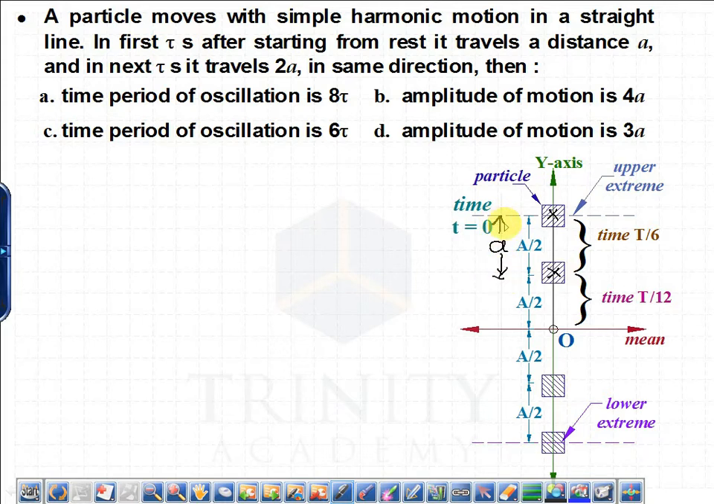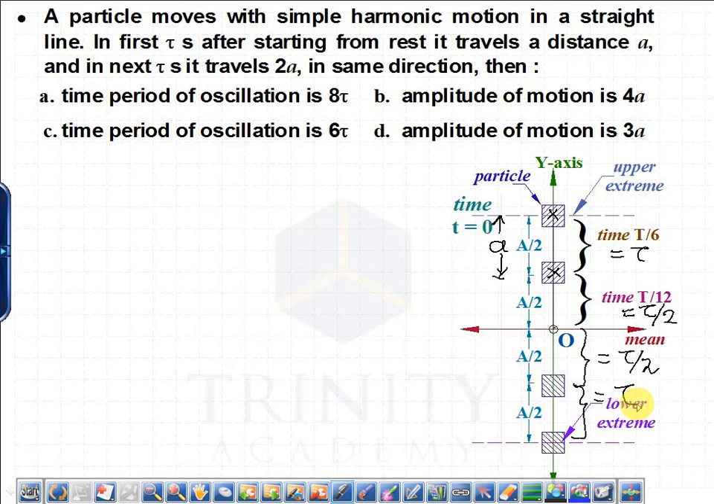then it is going to take time 1/6 of periodic time. Let us say that is given to us as tau second. In next tau second, if we consider from this point to this point, then it will be T by 12, or we can say it is equal to tau by 2. So again this time will also be equal to tau by 2, and on same ground this time will be equal to tau.